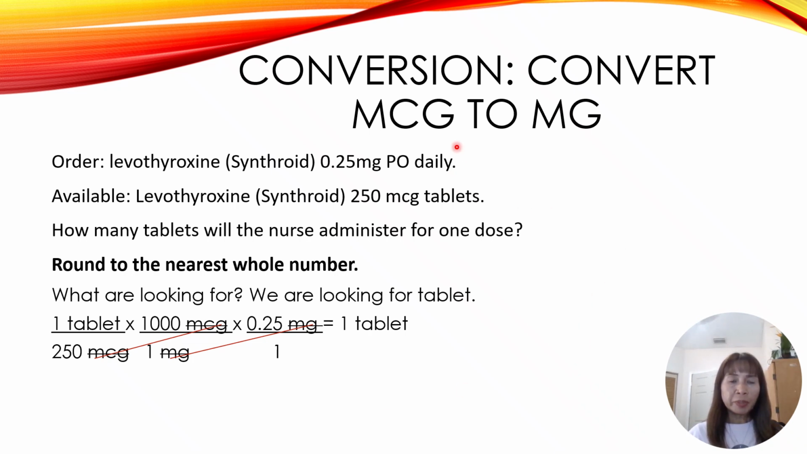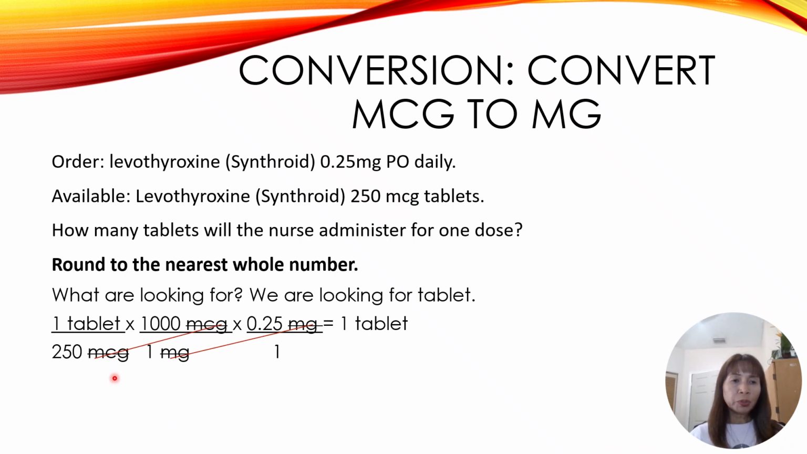Okay, so this problem is asking us to convert mcg to milligrams, because what the doctor ordered is in milligrams and what we have available is in mcg. What we are going to do is determine how many tablets we are going to give. So now we are going to set up our equation. We have one tablet is 250 mcg, which is here.